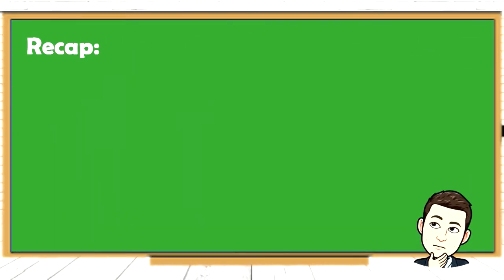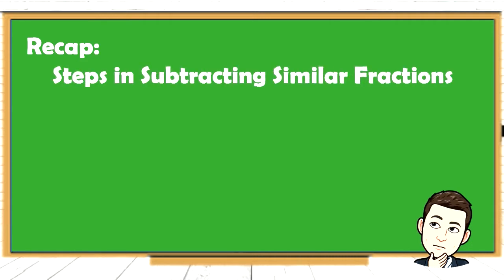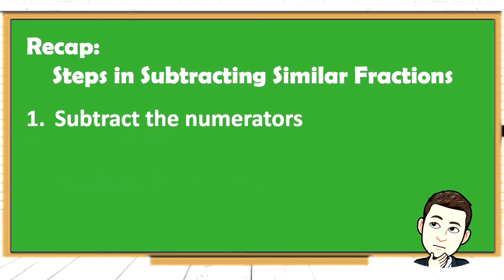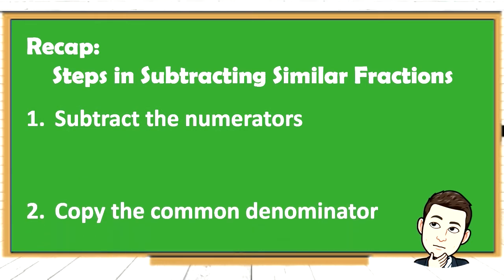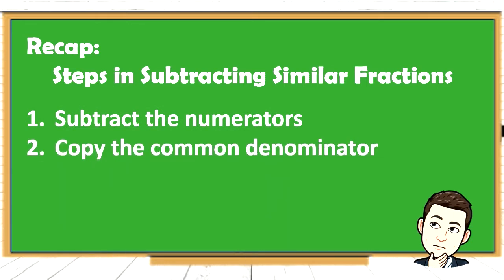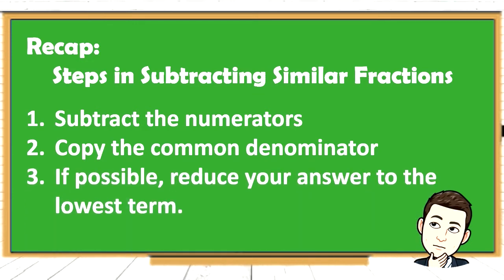Now let's have a recap of the steps in subtracting similar fractions. First, we must subtract the numerators. Second, copy the common denominator. Number 3, and if possible, reduce our answer to the lowest term.